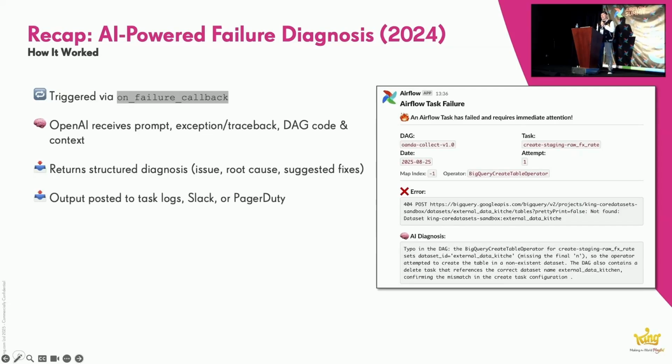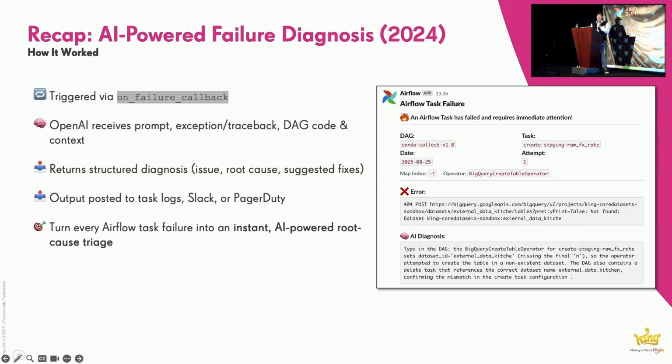That output we can then post into our task logs, put into Slack alerts, or put into things like PagerDuty as well. And what that did is it basically turns every Airflow task failure into an instant AI-powered root cause triage. But it comes with some trade-offs, right?